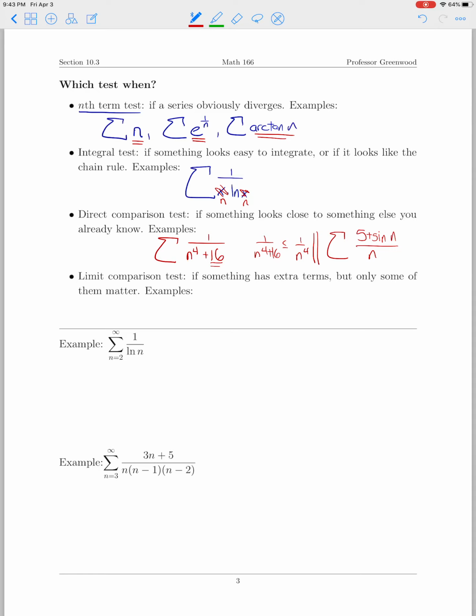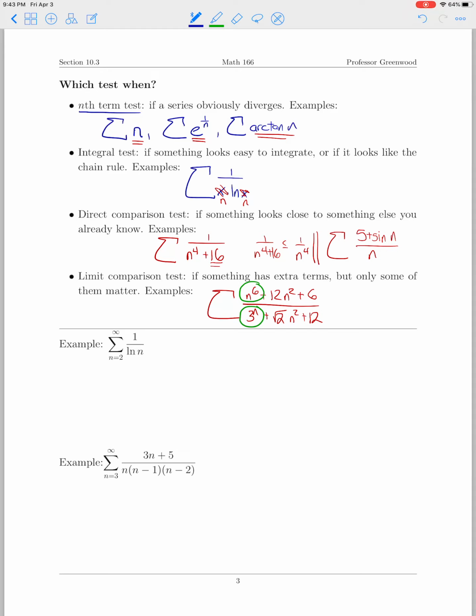The limit comparison test is when you want to find something about the leading terms of your series. And so this would be when you have a whole bunch of junk in the numerator and a whole bunch of junk in the denominator. And you know that most of the junk doesn't matter and you just want to reduce it to the leading terms here. Then that limit comparison test is going to be the tool that'll help you do that. Let's look at a couple examples to see how we might pick which rule to use.